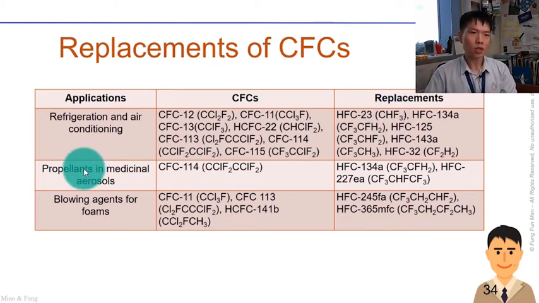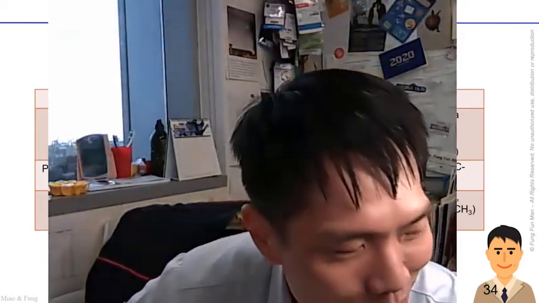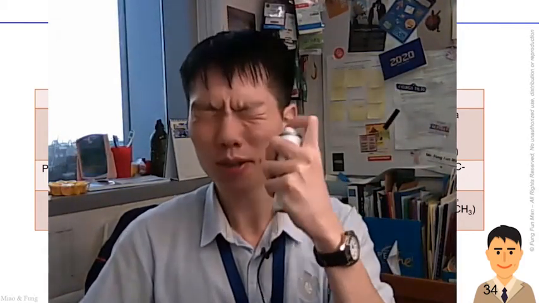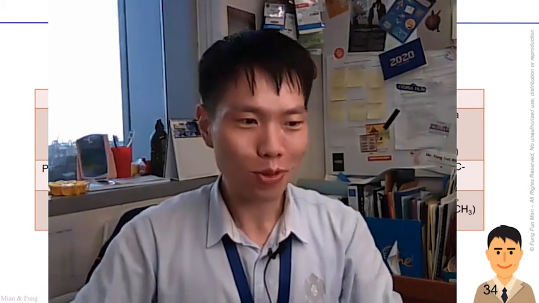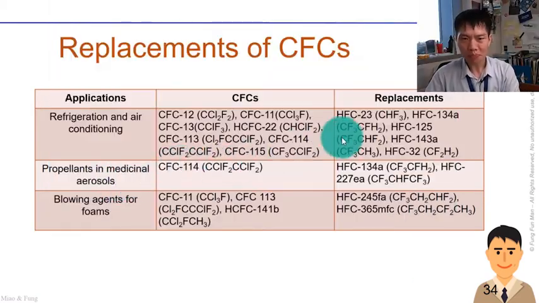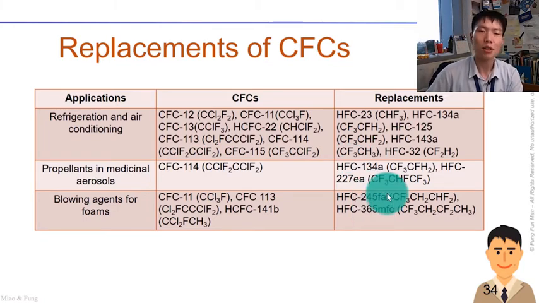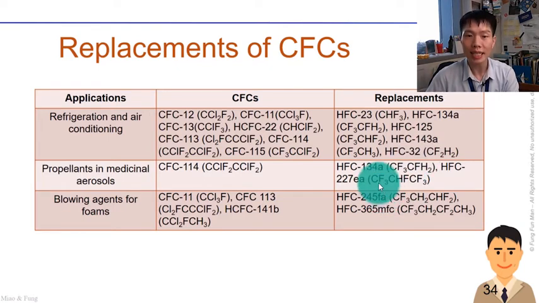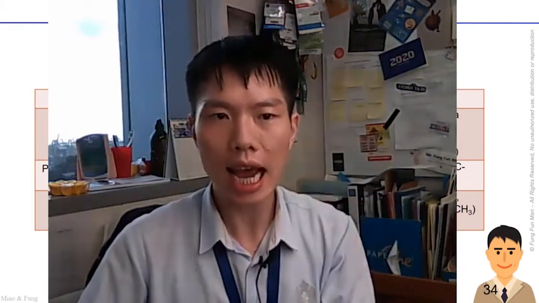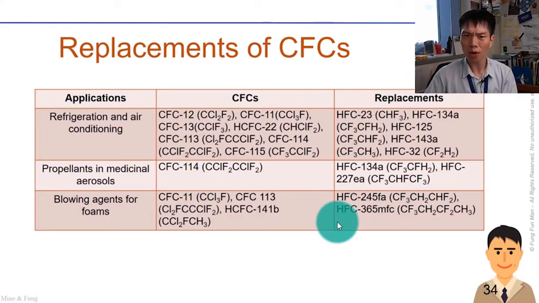In other applications, such as propellants and medicine aerosol, like the spray I showed you last time, we have other HFCs, the hydrofluorocarbons. Hope you still recall how to translate the numbers and letters in these formulas. And lastly, for blowing agents for foams, like those foams by the side here that have air in them, we might not need to use CFC at all, because what you want is just the air to expand.